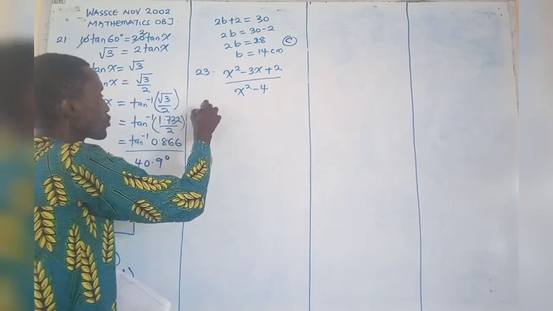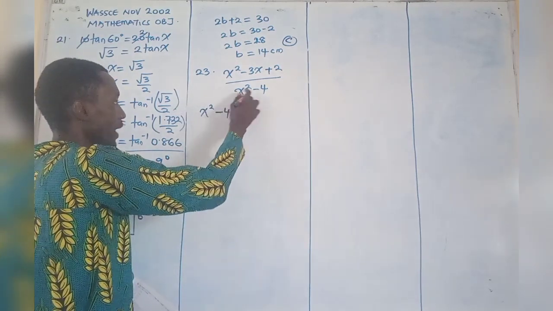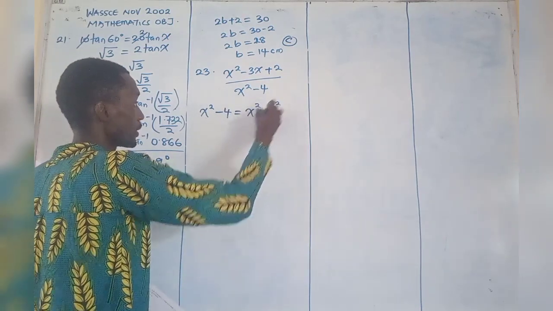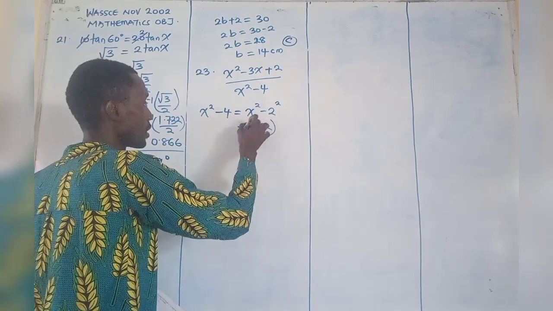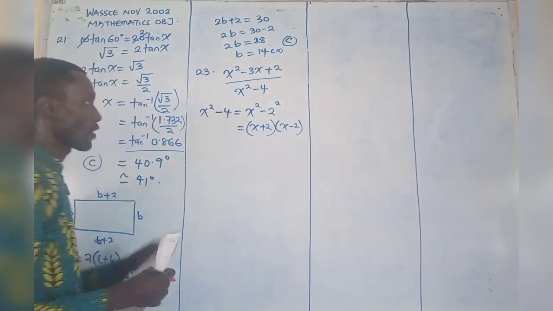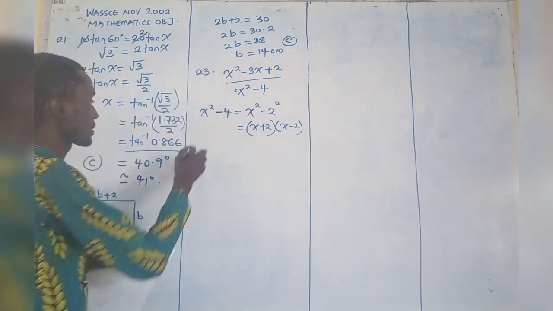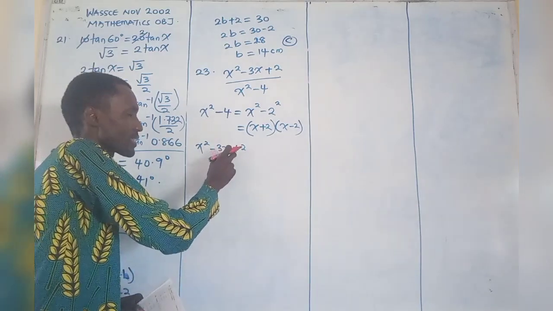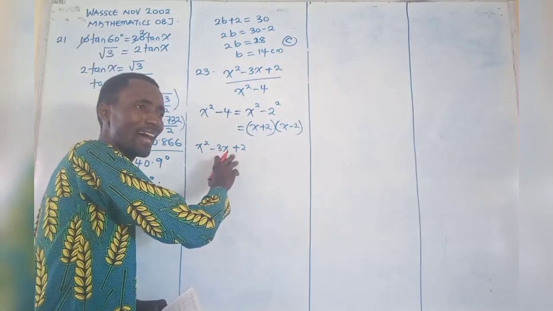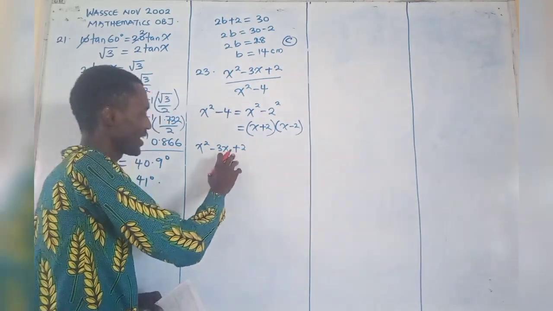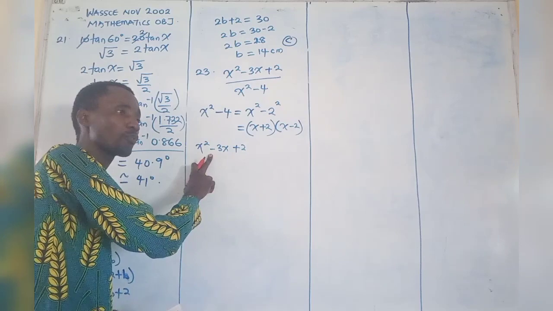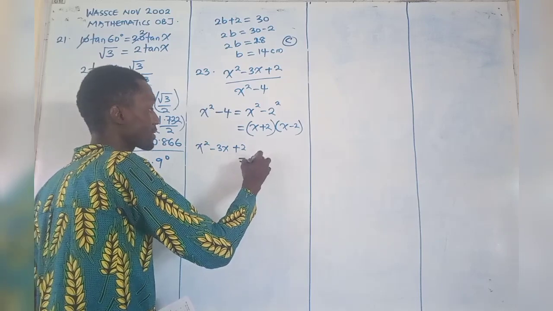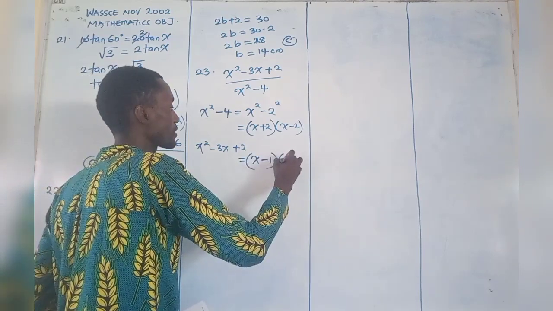So, first of all, try to break this one. This one I can easily break. This one they call difference of two squares. This will be x squared minus 2 squared, which will be x plus 2 into x minus 2. So I've gotten this one. How do I break x squared minus 3x plus 2? The plus 2 here suggests that the factors I'm looking for must either both be positive or both be negative. The minus here confirms that they will both be negative. So with that, I know this will be x minus 1 into x minus 2.